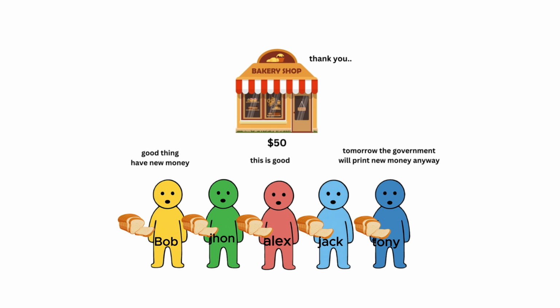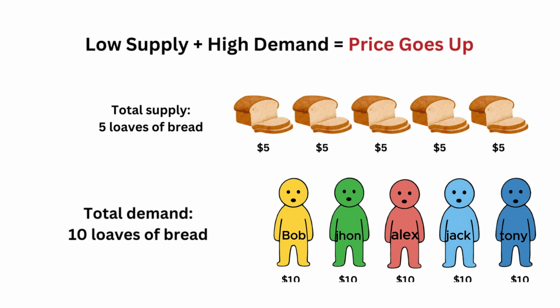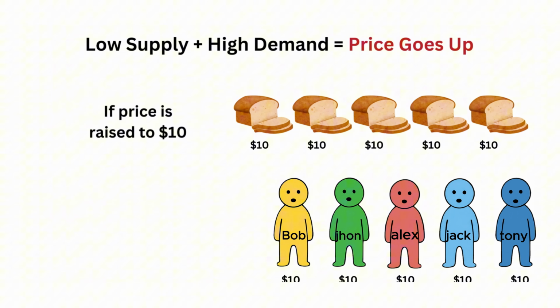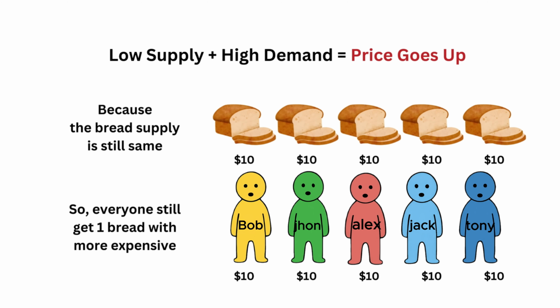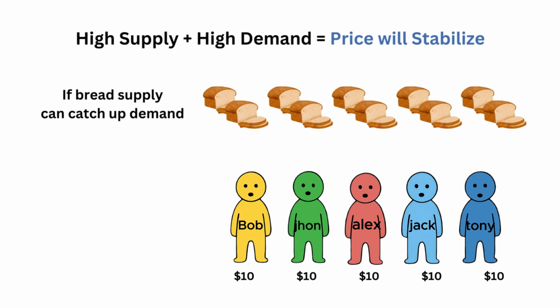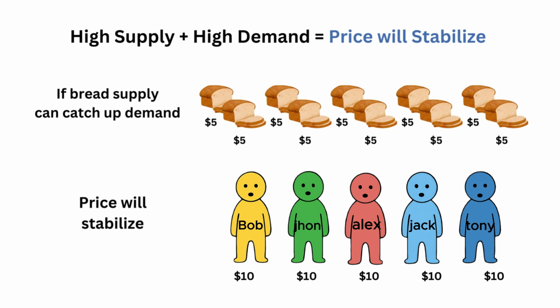In the end, Bob, John, Alex, Jack, and Tony still only get 1 loaf of bread each, but now they pay $10 for it. Why? Because they have more money, but there are still only 5 loaves of bread. Because everyone has more money, they are willing to pay more for the same amount of bread. So, does printing more money make them richer? No, it doesn't. Because there's still only 5 loaves of bread. Unless the bakery can make 10 loaves of bread, the price will stabilize.